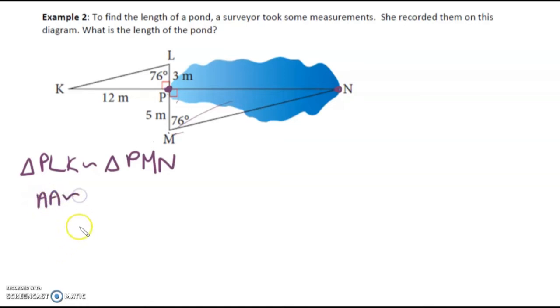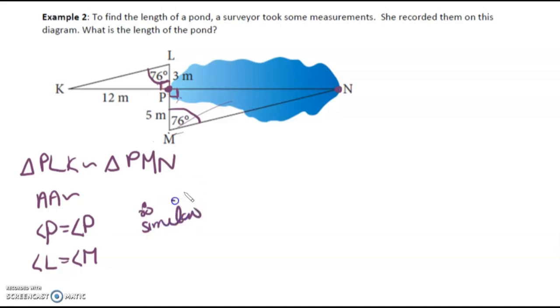We can prove this by angle. Angle P equals angle P. This is because of the opposite angle theorem. This is a right angle, so then this is a right angle. And then angle L equals angle M. And that's all we need. We don't need to write out all three. So therefore, these triangles are similar. Now we can actually start our question.